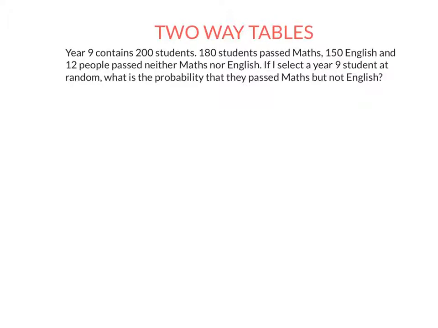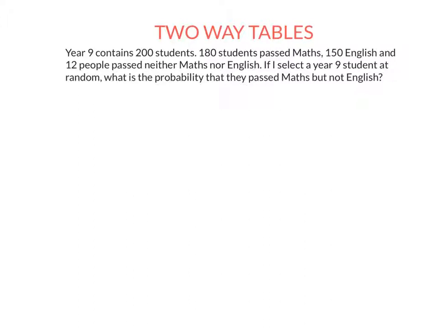Two-way tables basically do the same thing as Venn diagrams. They show you how many things are in each set, both sets, neither set, or whatever. We do that as a tool to help us with probability calculations. So let's look at an example. We'll try this example here.